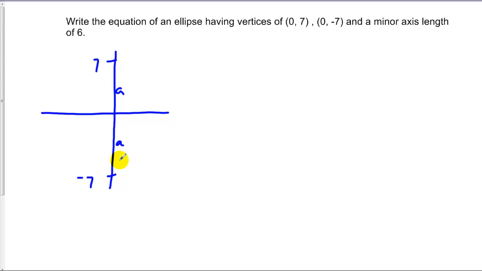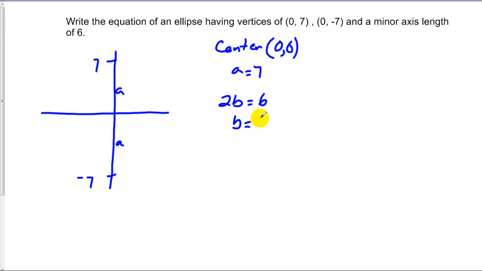So if I split that distance, I'm at 0, so I have a center at 0, 0. I have an a distance of 7. And my 2b distance, since my minor axis length is 6, I have a b length of 3. Therefore, I should be able to write this equation.